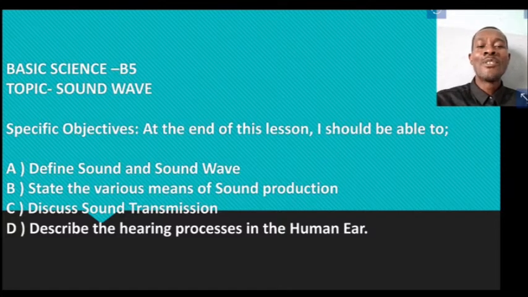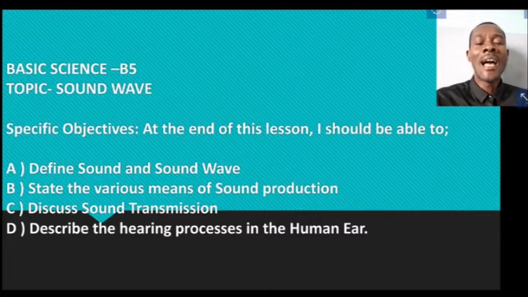Then the next thing we're going to discuss is how is sound being transmitted from one point to another? And then the last thing we're going to look at will be to describe the hearing processes in the human ear. The hearing processes. How is it that your ear is able to detect sound and transmit it, that you will understand what type of sound you are listening to? All right, so we're going to be describing all these things as we go on in this topic.